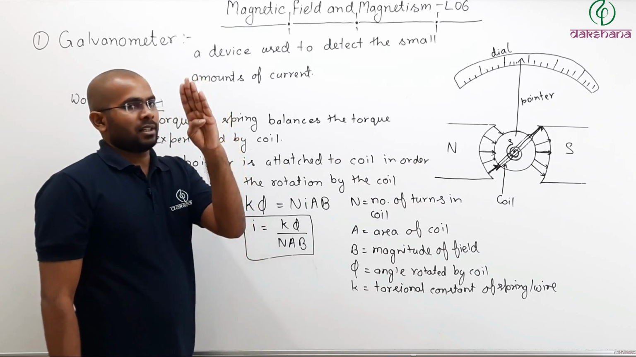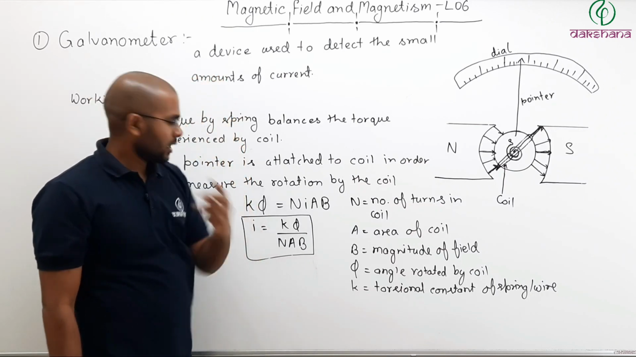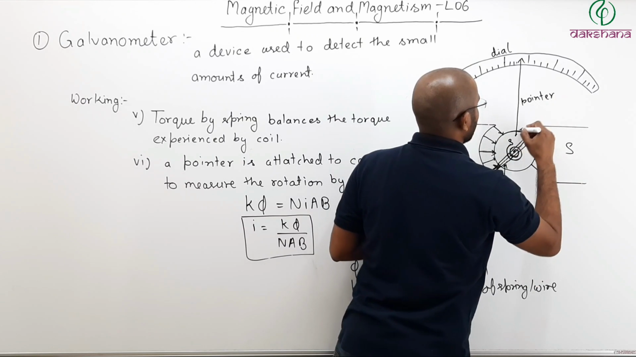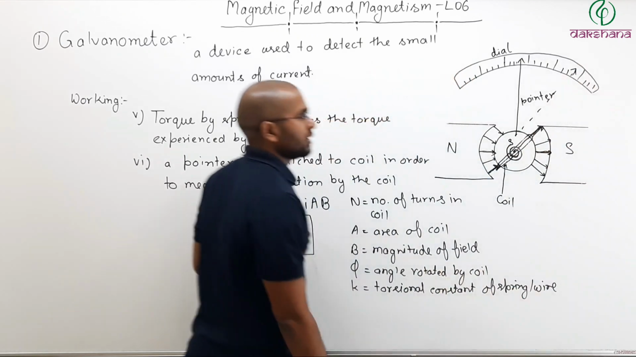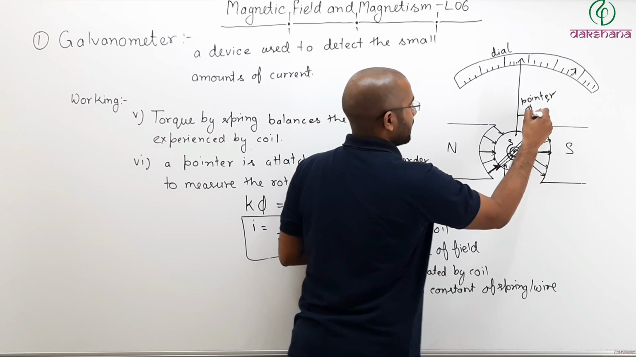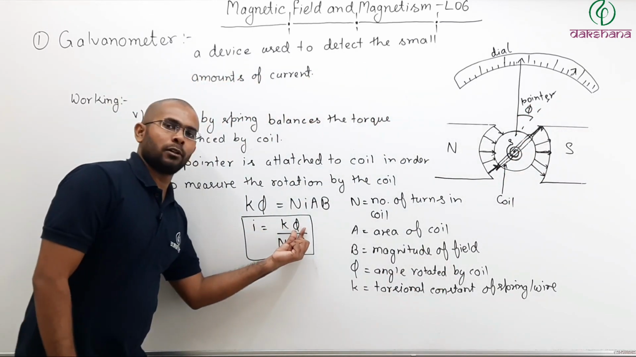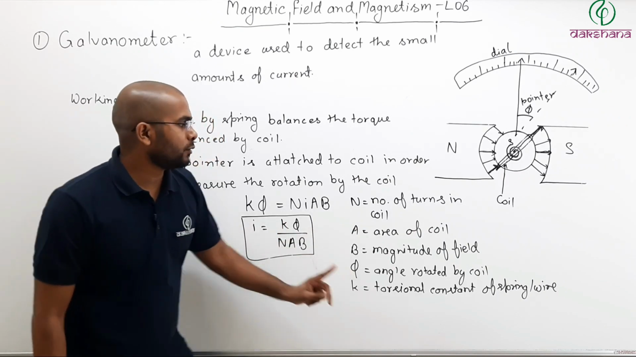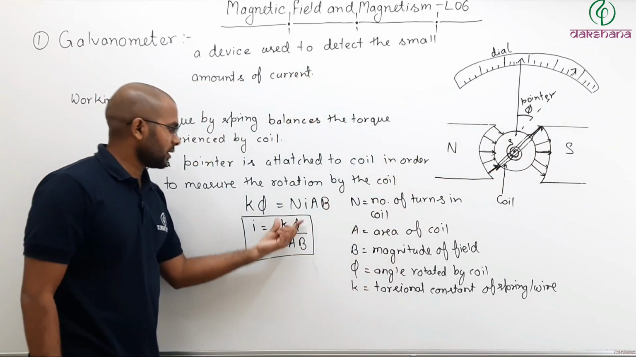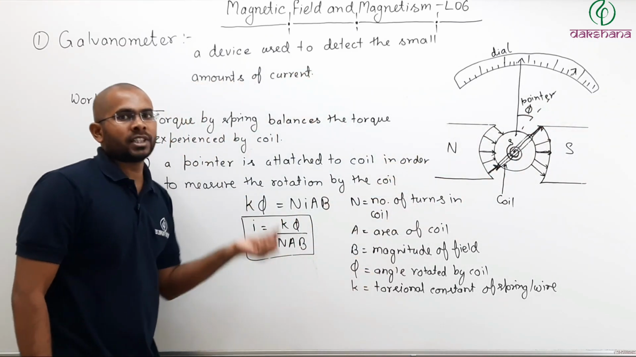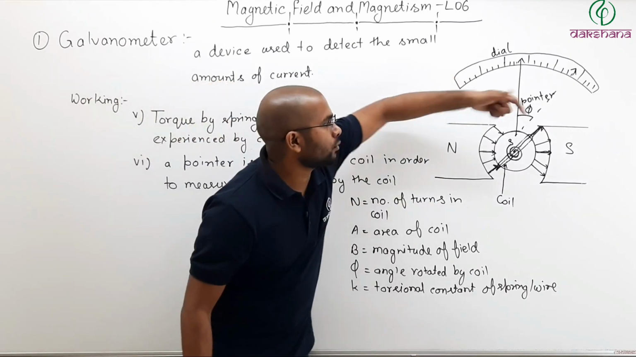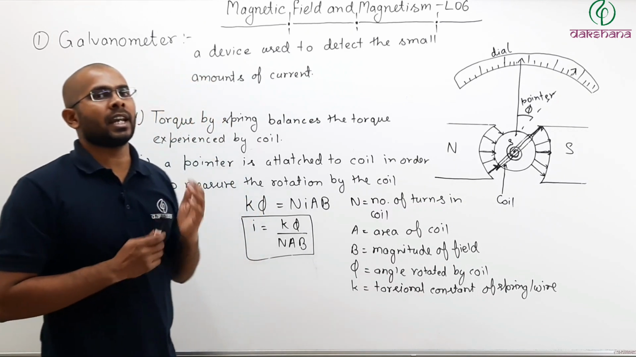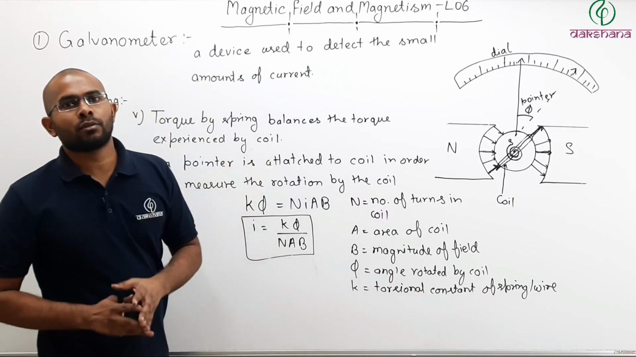So if you have measured the angle phi, how much angle this pointer shows, suppose for example the pointer shows here, then you can measure this phi. If you put the value of phi here, K N A B you already know. Phi you can measure from here, and based on this formula you can find how much current is passing through your coil. So in that way we can measure the amount of current passing through our coil.